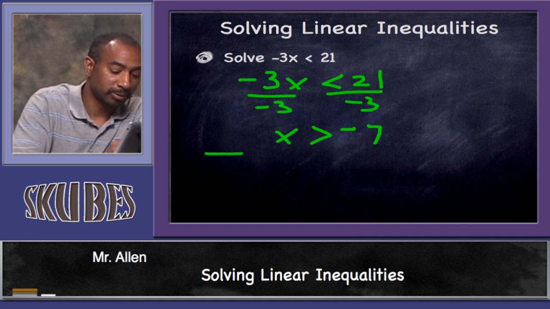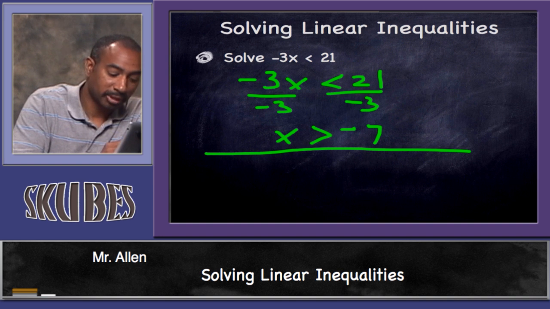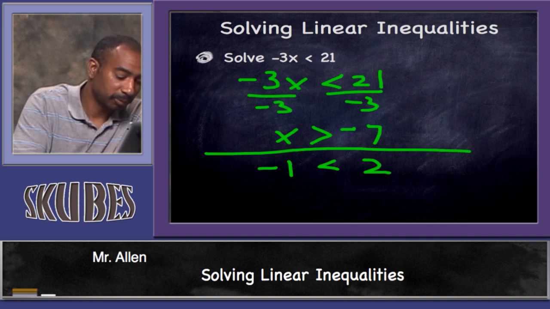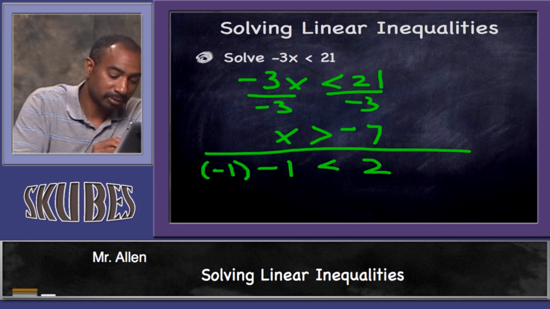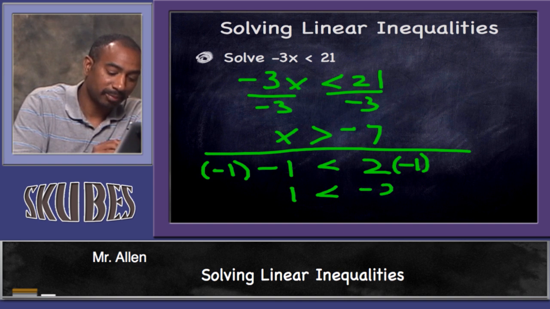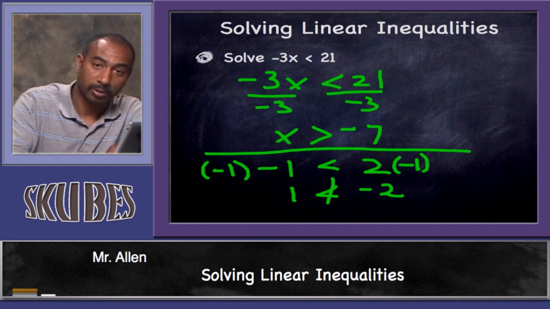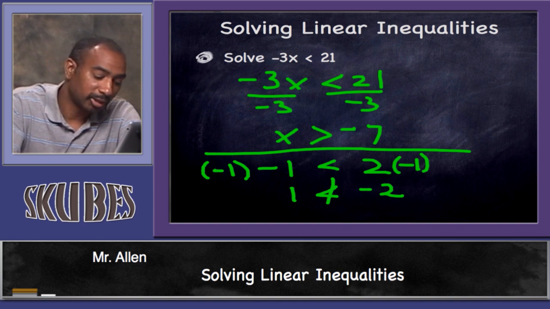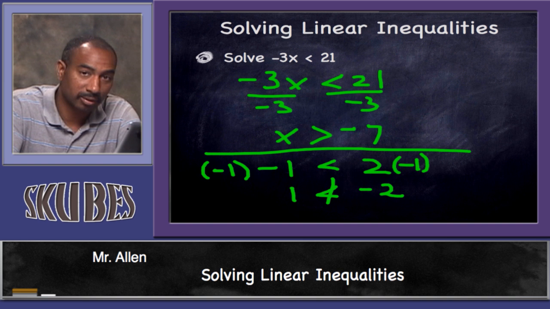And what's the reason why we do that? For example, let's say I have a negative 1. We know that's less than 2. If I were to multiply both sides by negative 1, or divide by negative 1, I'm going to get a positive 1 here. And if I don't switch that around, it's not going to give me a true statement. 1 is not less than negative 2. So as a general rule, we switch the inequality around when we divide or multiply by a negative number.